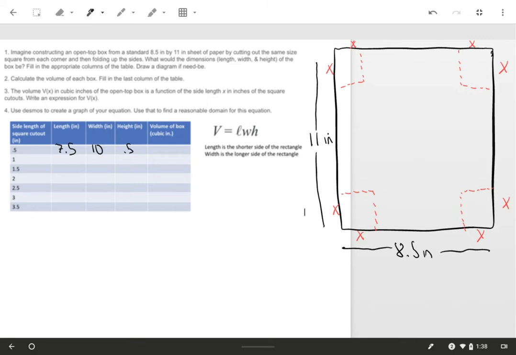What if I make that square 1 inch by 1 inch? So what if I take 1 inch off from each end here? That's going to take off 1 inch on the right and 1 inch on the left. So that's going to bring me down to 6.5 inches. For the width, if I take off 1 inch up here and 1 inch down here, that means I'm going to take off 2 inches total. That's going to bring my width down to 9 inches. And now my height is going to be 1 inch.